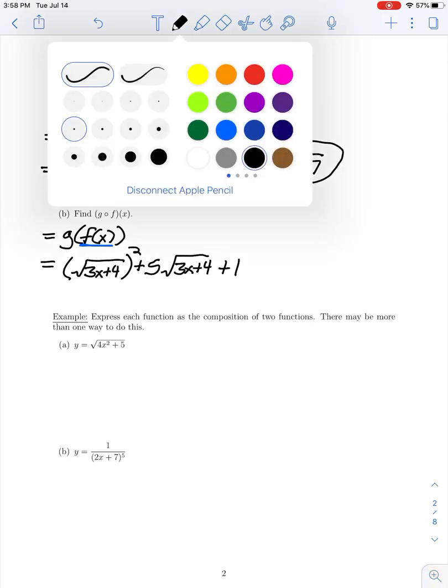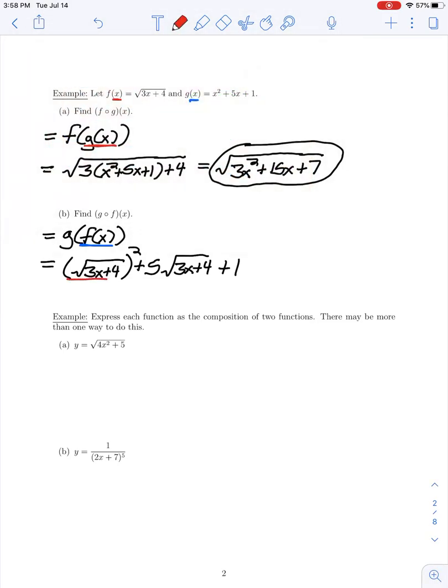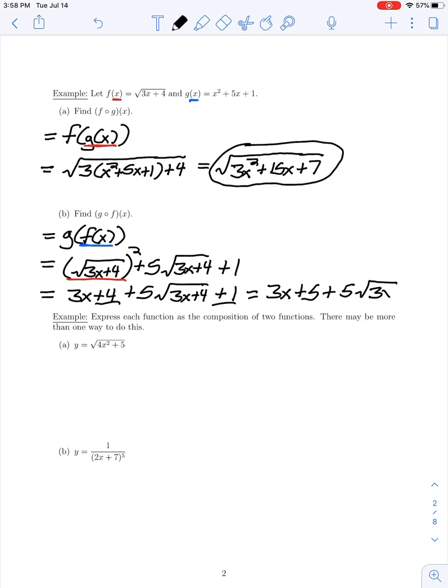Simplifying this first expression, when we have the square root of 3x plus 4 quantity squared, we have 3x plus 4. Then plus our 5 times the square root of 3x plus 4 plus 1. So then grouping our constant terms together, the plus 4 and plus 1, we're left with 3x plus 5 plus 5 times the square root of 3x plus 4.